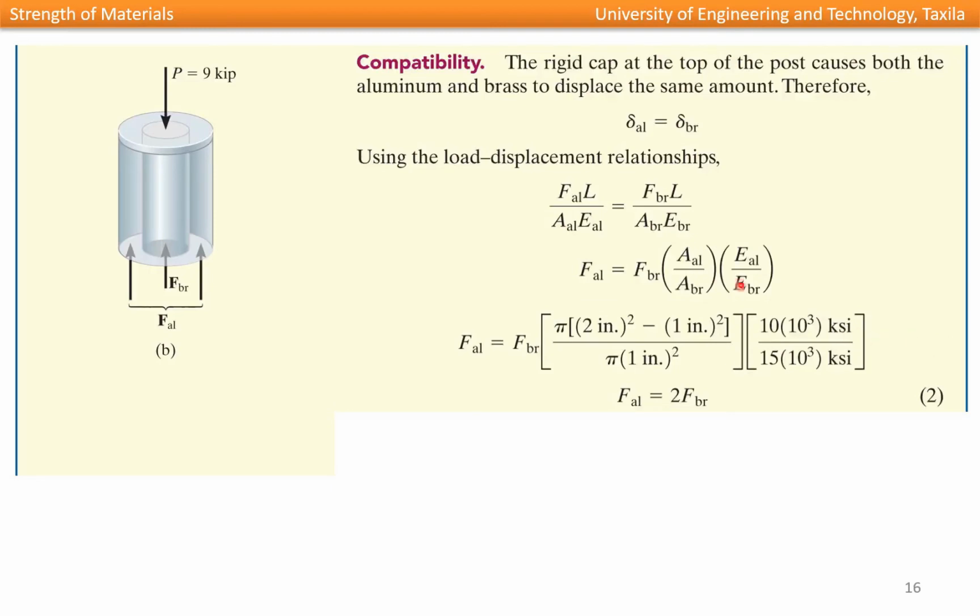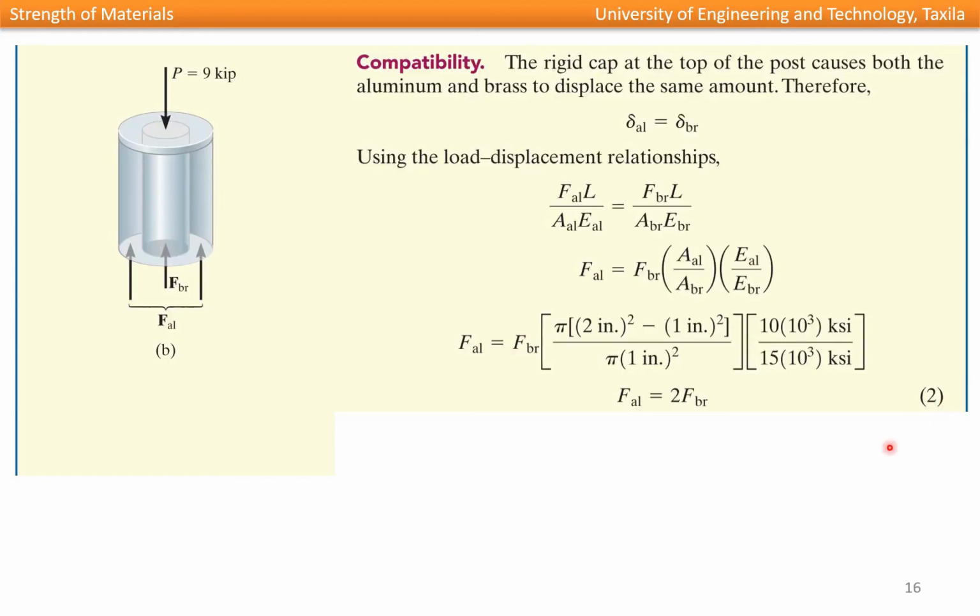So now put the values for the area of aluminum and the area of brass segment. Similarly, the modulus of elasticity for aluminum and the modulus of elasticity for brass. And then simplifying and solving it, we get this equation that the force in aluminum is equal to 2 times the force in brass. So this is the compatibility equation, or the second equation we need.